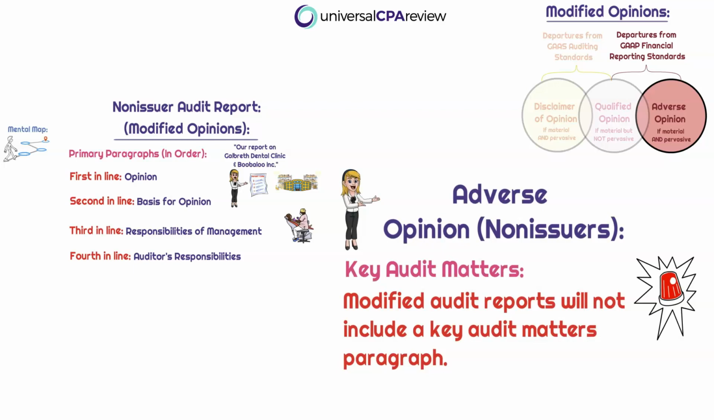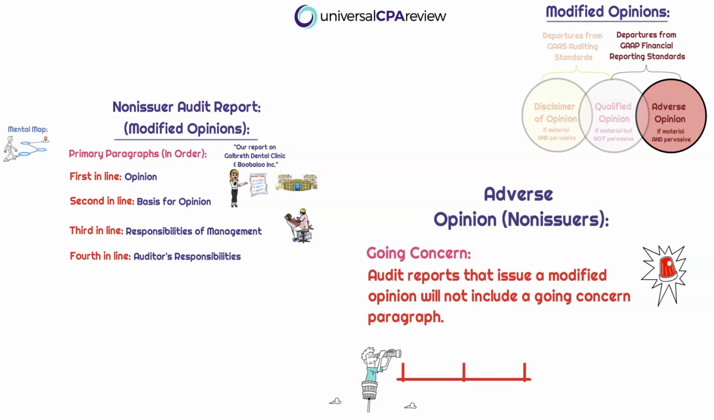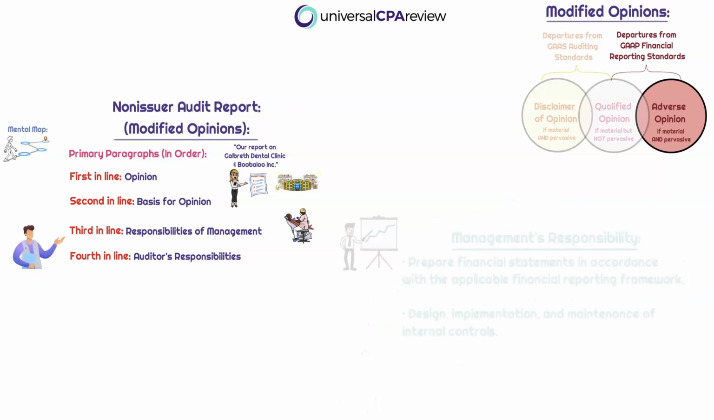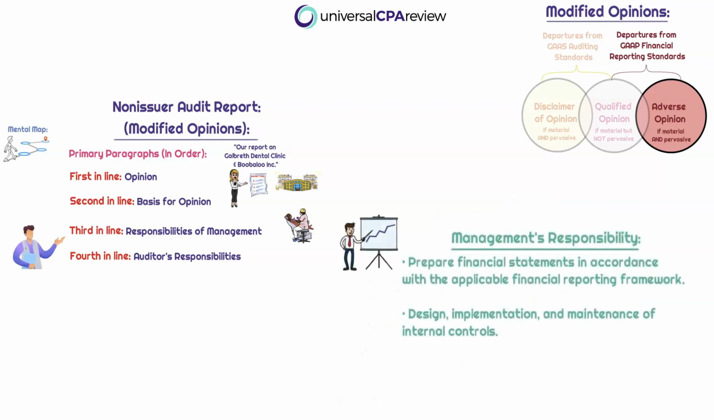We remember that the key audit matters paragraph in the unmodified opinion report would be included if the auditor engaged to report on these key audit matters. Something to keep in mind is that modified opinions will not include a key audit matters section. So when the auditor is issuing an adverse opinion, this should be disregarded. Also notice that there's no going concern paragraph that we needed to be aware of when issuing an unmodified opinion. But afterwards, we still have the management responsibility section, which outlines management's responsibility for the fair presentation of the financial statements in accordance with the applicable financial reporting framework, and for the design, implementation, and maintenance of internal controls.